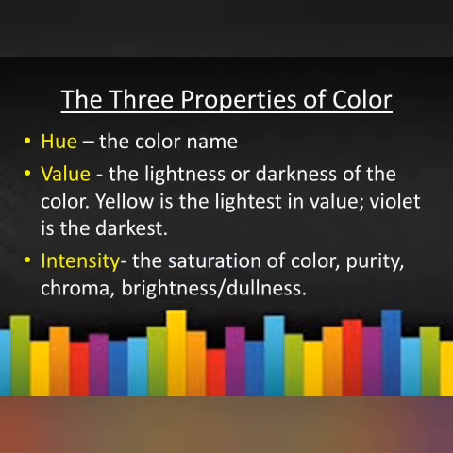So there are three properties of color. First is hue, the color name or the shade. Second, the value, the lightness or darkness of the color. The lightest in value is the color yellow and the darkest in value is the color violet. Third is intensity: the saturation of color, purity, chroma, brightness, or dullness.